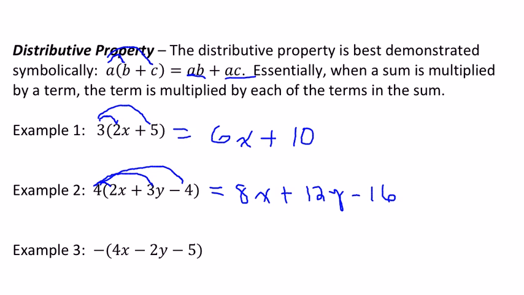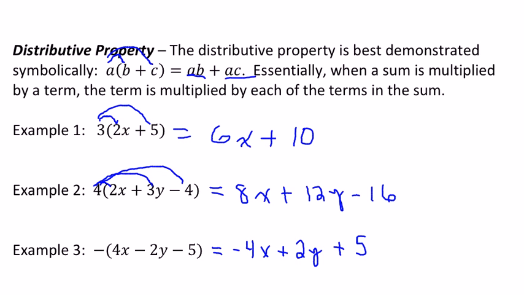Example 3 is a special case of the distributive property, and that's when you've got a negative sign out front. And there are actually 2 ways to think about this. The first way is to use the definition of a negative sign. The definition of a negative sign means take the opposite. And so we would do the opposite of 4x, which is negative 4x. We would do the opposite of negative 2y, which is positive 2y. And the opposite of negative 5, which is positive 5.